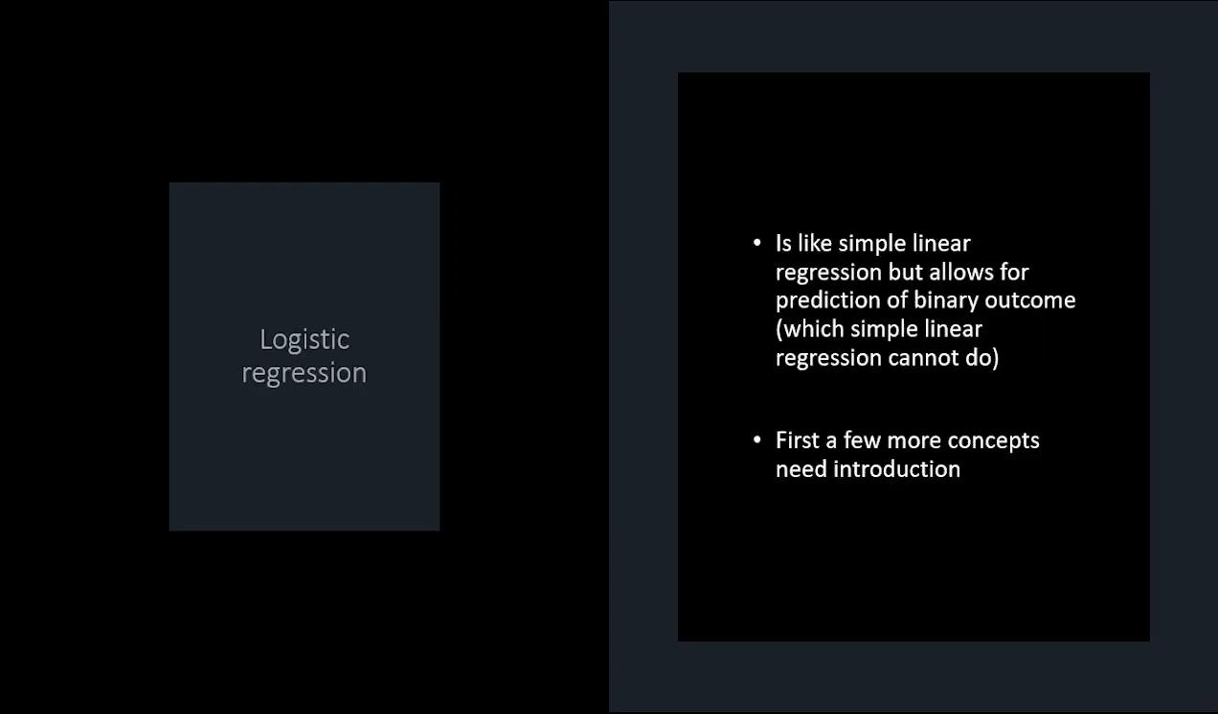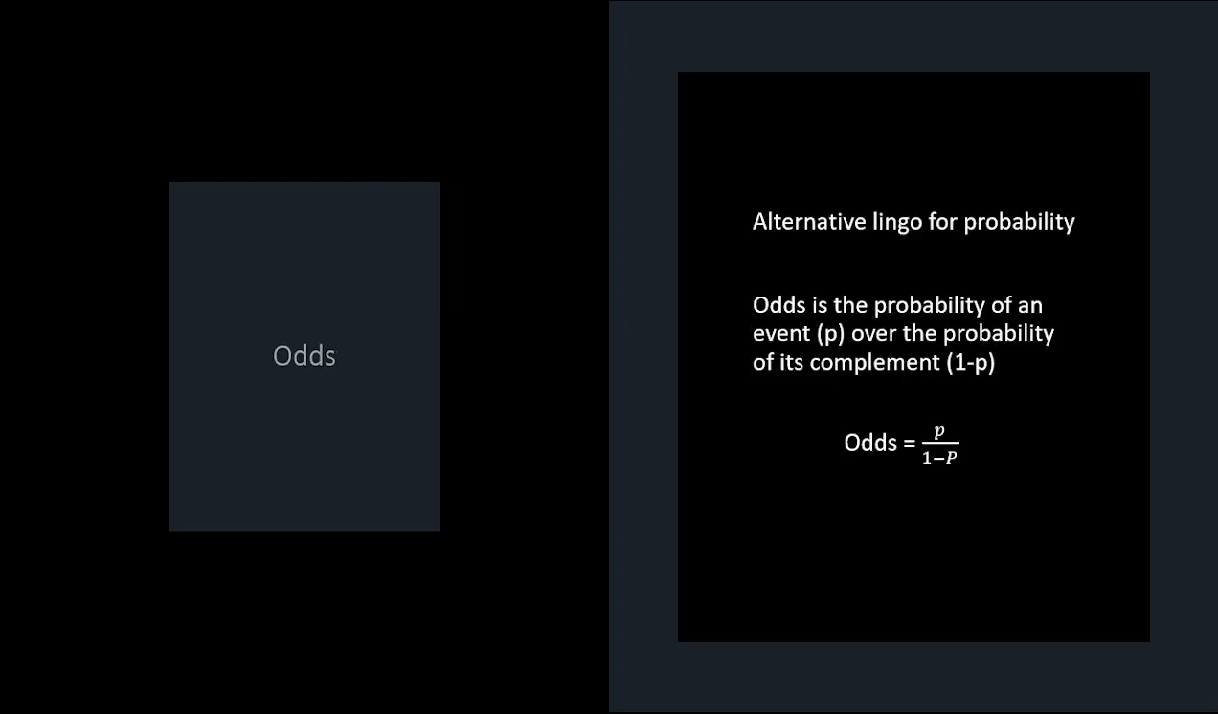Okay. But of course, we have to talk about a few other concepts before we can directly get into logistic regression. An odds ratio. An odds ratio is, I generally just consider it another way of expressing probability. Odds is the probability of an event over the probability of its complement. That's how odds is defined.